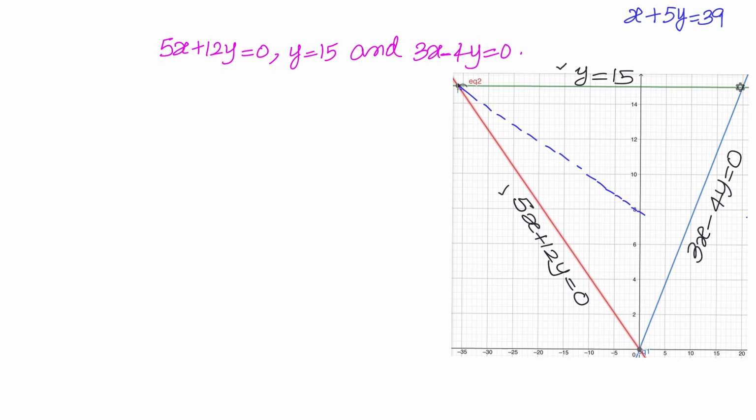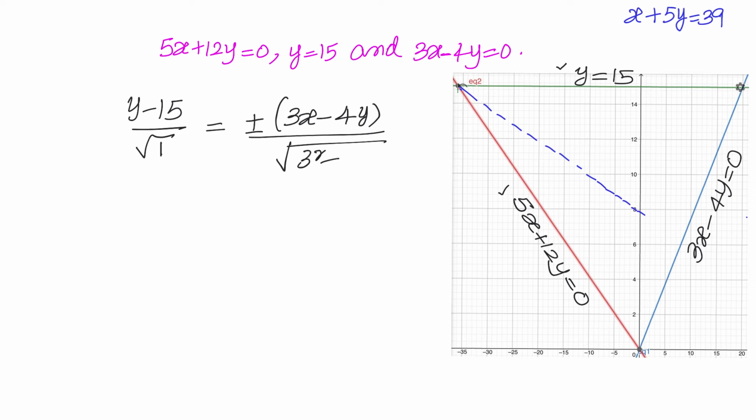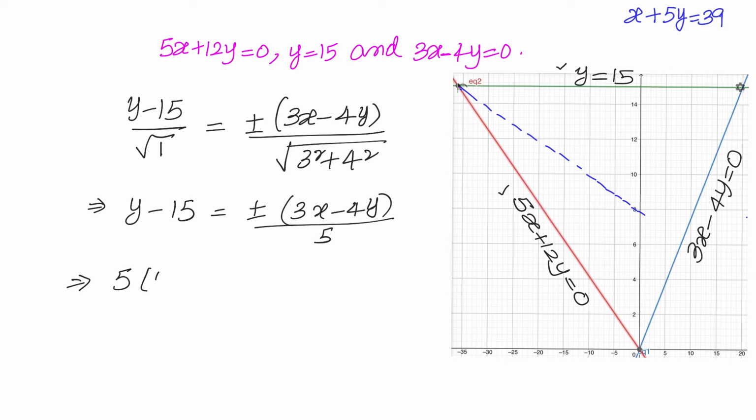When we take y minus 15 equals 0 and 3x minus 4y equals 0 and want to find the angular bisectors, the equation will be (y minus 15) divided by square root of 1 equals plus or minus (3x minus 4y) divided by square root of 3 square plus 4 square, which gives y minus 15 equals plus or minus (3x minus 4y) divided by 5, or we can say 5 into (y minus 15) equals plus or minus (3x minus 4y). We'll take one time plus and one time minus.